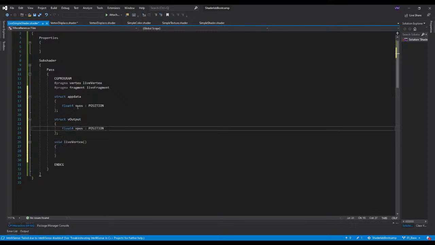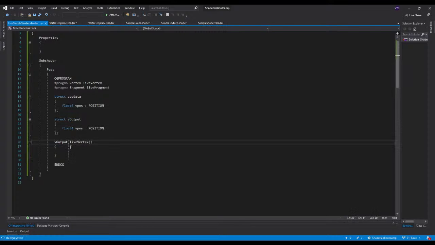Now we have to take this, modify the position, and then provide it. But what happens if we don't do that? Let's check this. First of all, we have to provide an output, which is going to be output. The function has to provide an output. So basic syntax. And this has to take your appdata as an input. I hope you understand what we are trying to do here.